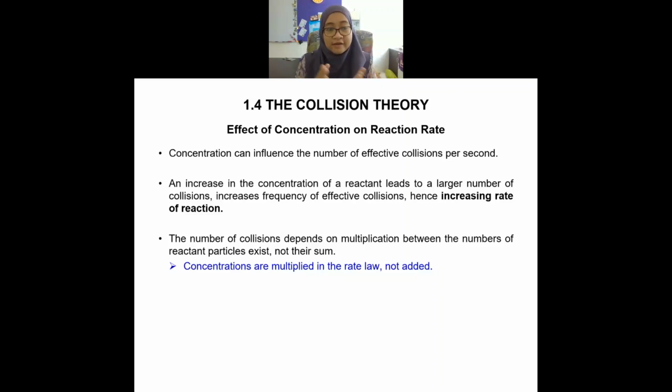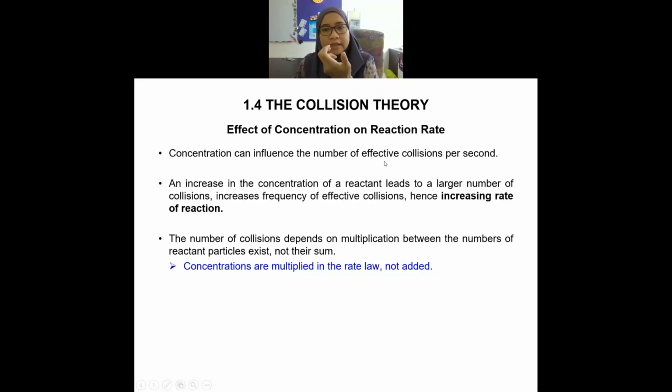And therefore, the probability of an effective collision will also increase. Finally, the rate of reaction will also increase. So concentration can influence the number of effective collisions per second. So this is with respect to time. It can increase the rate of reaction actually, because it increases the number of effective collisions.